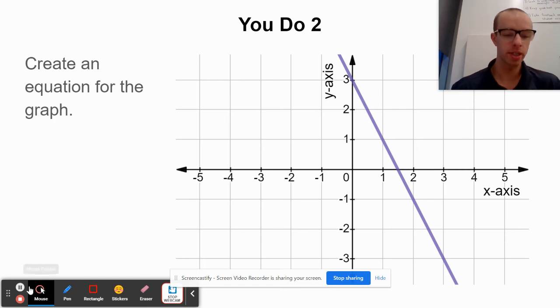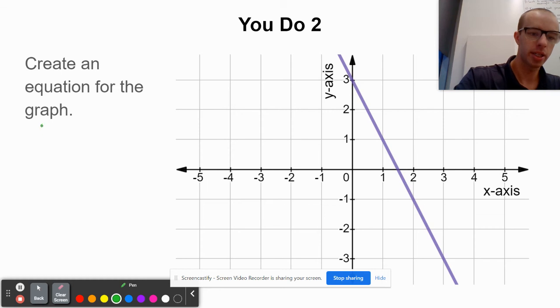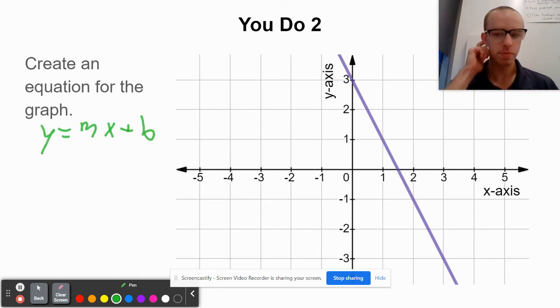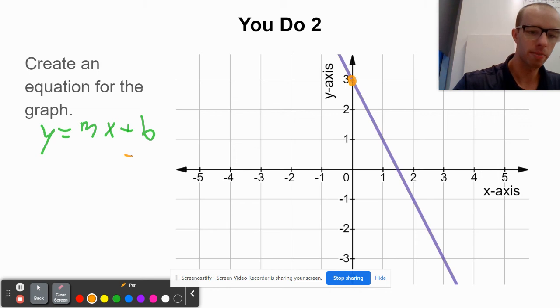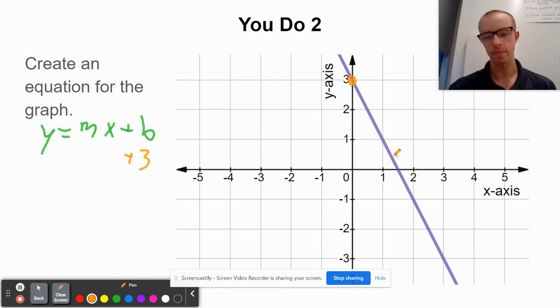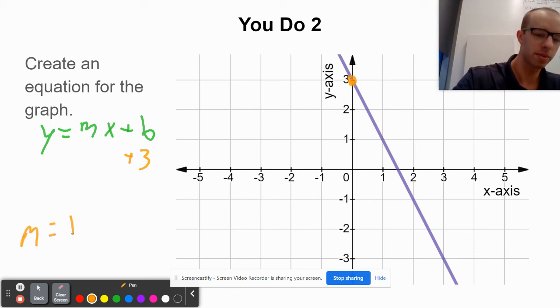All right. Hopefully you're unpausing and you're ready to check your answer with me. This is a straight line, so we know we're graphing it as y equals mx plus b. And we have to start by finding our y-intercept. So I'm going to go to my y-axis. Looks like I'm at positive 3. So I can write a positive 3 right underneath here. Then I'm going to calculate my slope. My slope is equal to rise over run.